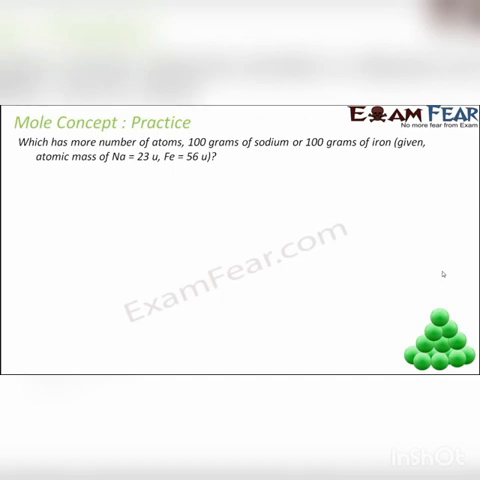The question is which has more number of atoms? You take 100 grams of sodium in one place, 100 grams of iron in another place, and the atomic mass is given. So to find the more number of atoms, we can just find which has a higher number of moles, because the number of atoms is directly proportional to moles. We have seen that 6.023 into 10 to the power 23 atoms is 1 mole. So let's find the moles in both cases.